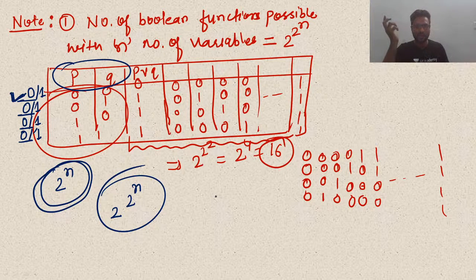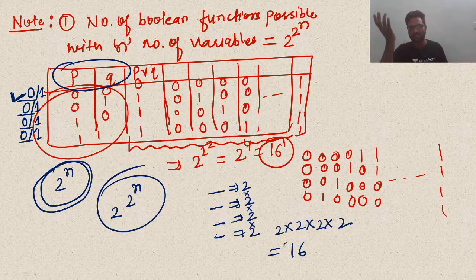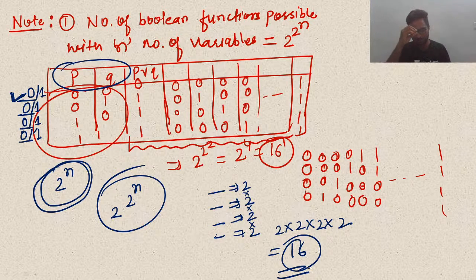Otherwise you can write it like this: here there are two possibilities, 0 or 1. Here there are two possibilities, 0 or 1. Here there are two possibilities, 0 or 1. And here also there are two possibilities. So all together how many combinations are possible? 2 into 2 into 2 into 2, that will be 16 only. Is this one clear to everyone or not?